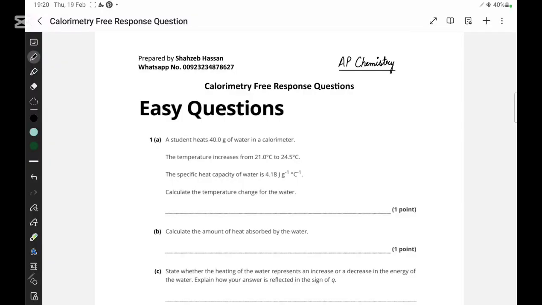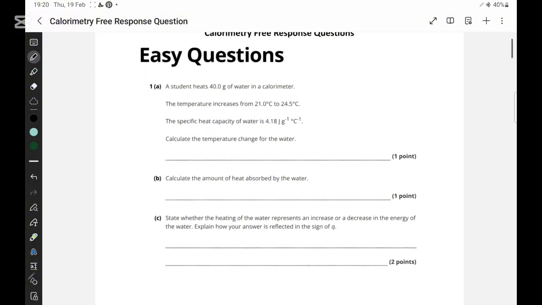In this video, we are going to attempt past paper free response questions related to calorimetry. The first question is: a student heats 40 gram of water in a calorimeter. The temperature increased from 21 to 24.5. The specific heat capacity of water is 4.18 joules per gram per Celsius. They want us to calculate the temperature change.